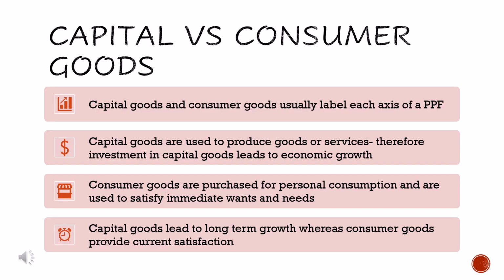Most of the time, the axes of a PPF are labelled capital goods and consumer goods. So let's talk about what each of these are. Capital goods are the goods used to produce other goods or services. And so investment in these types of goods leads to economic growth. This is things such as machinery. However, consumer goods are purchased for personal consumption, so satisfy wants and needs of consumers. This is things such as food and clothing.